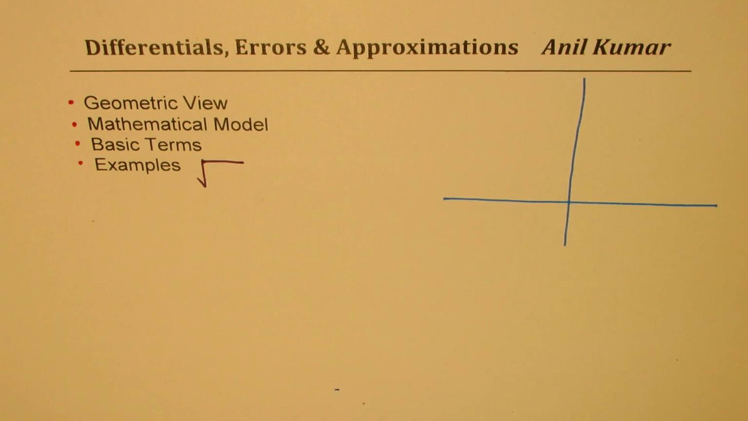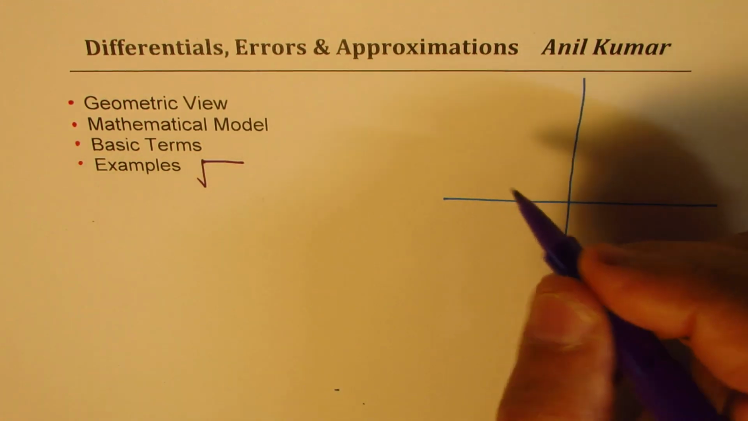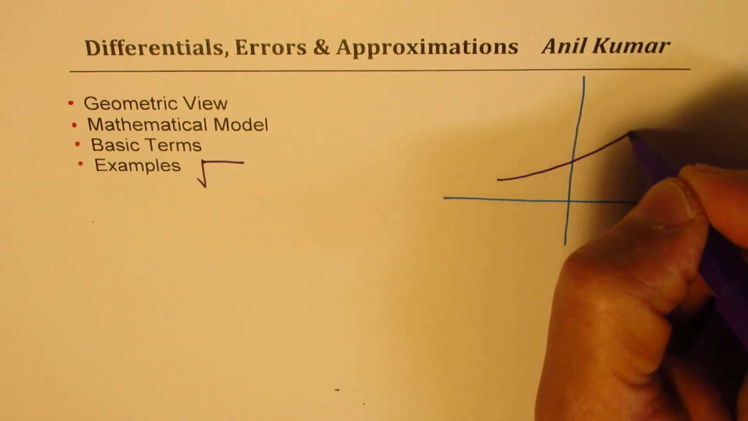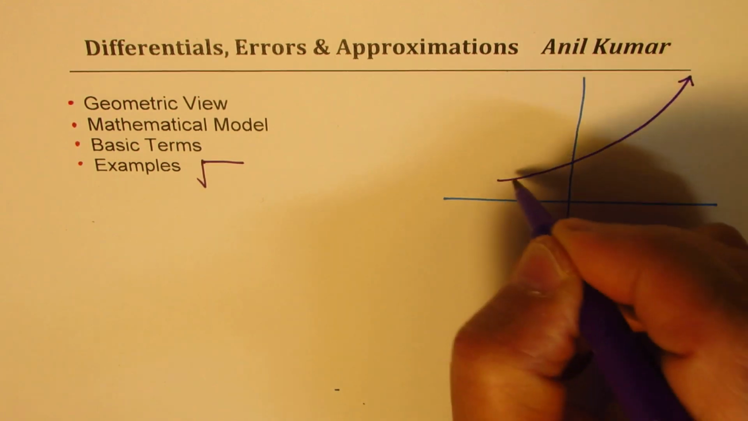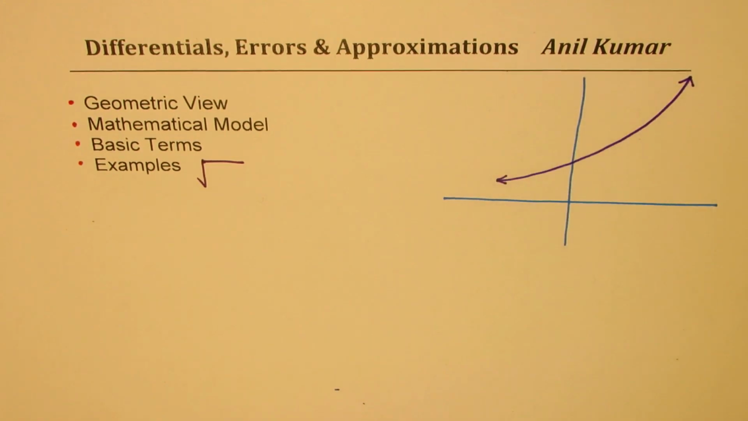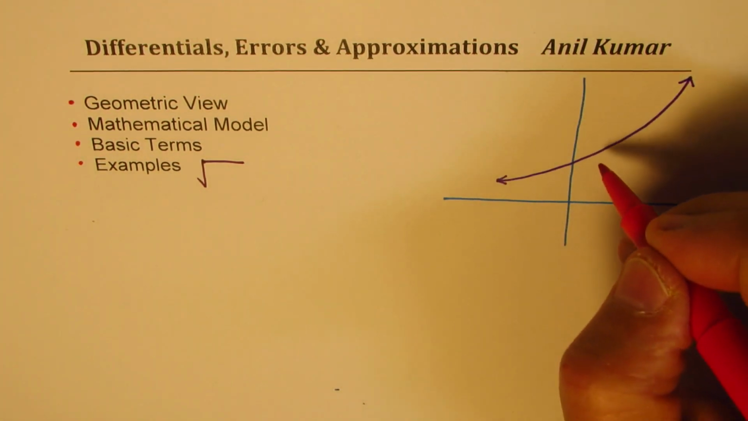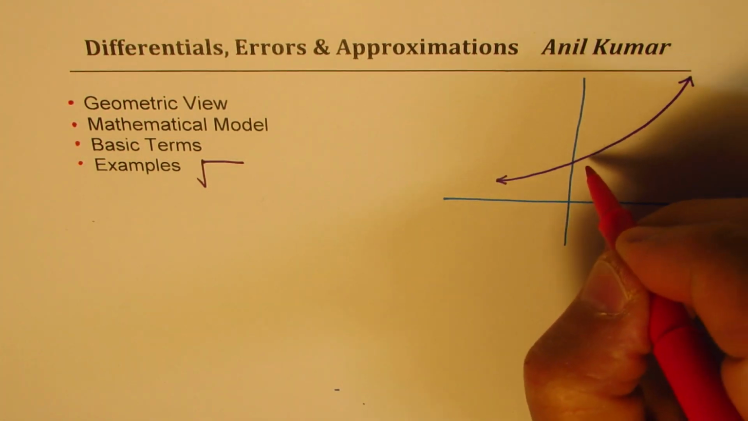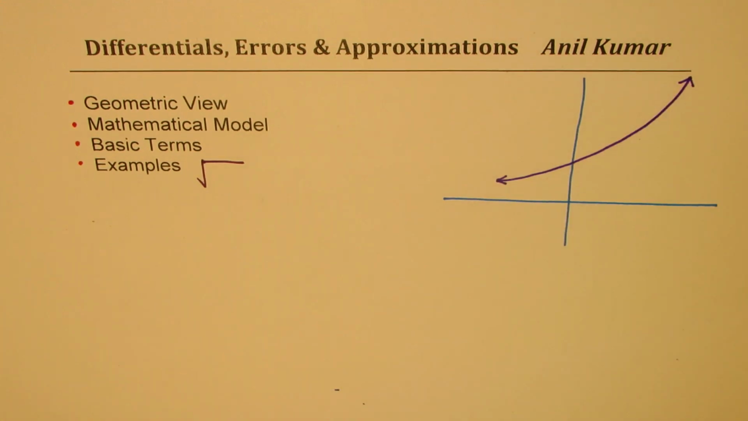So let me begin with a very simple graph. We'll take a parabola, right? It's easier to explain with the help of a parabolic path since it's increasing all the way. So we'll take that function. As you have understood, when we talk about derivatives, we are actually approximating a secant. So let me draw a secant here.